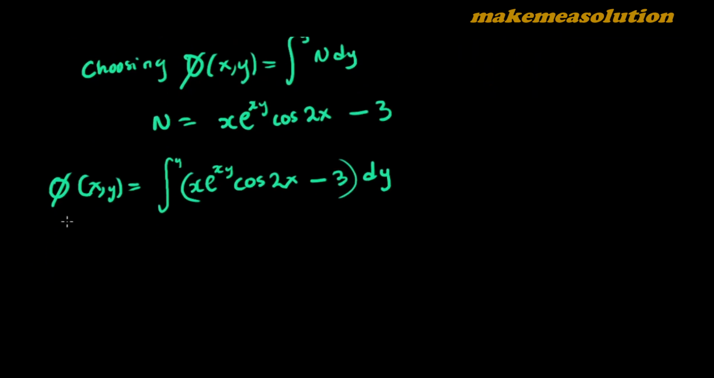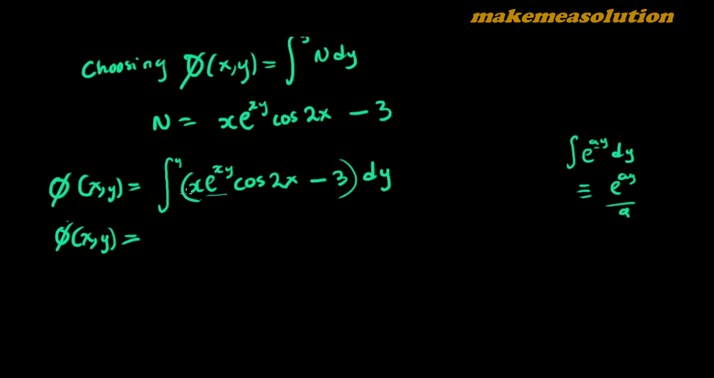So let's do it together. Our phi of x comma y is equal to, remember you're integrating partially with respect to y. Let's say I have the integral of exponential ay with respect to y. If I integrate this with respect to y, where a is a constant, I'll get exponential ay over a. So the same thing will happen here to this term.